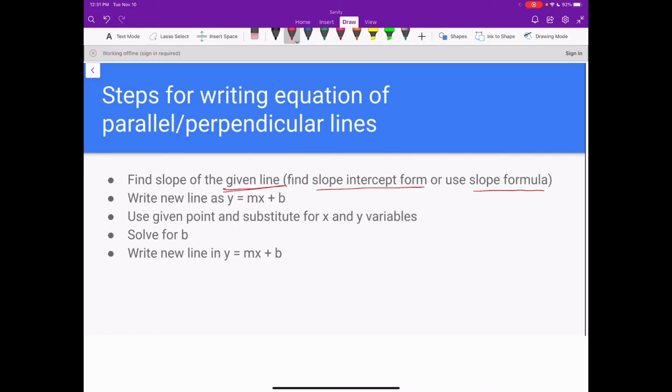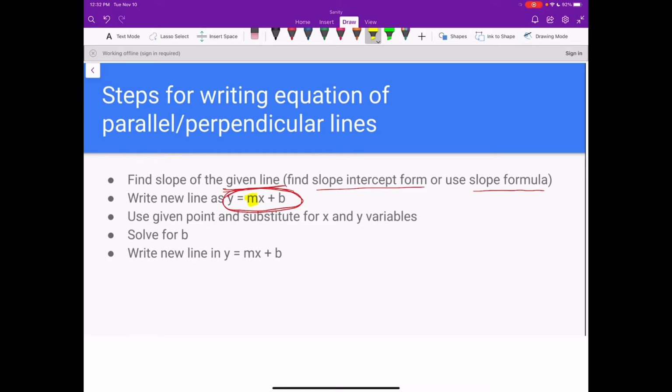And then you're going to think about how you can start to write the equation for your new line that is either parallel or perpendicular. I like to just start off with y equals mx plus b, and then we can input the information that we know. Again, you're going to use the slope that you need depending on if you're finding parallel or perpendicular lines. So maybe you're finding a line that is parallel. You're going to use the same slope from your given line.